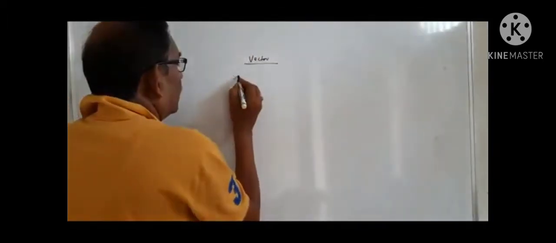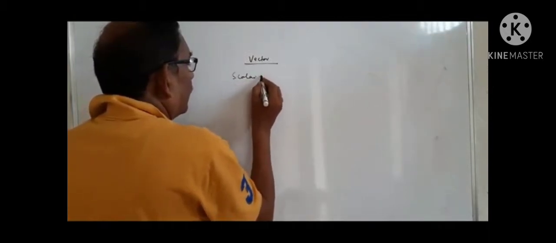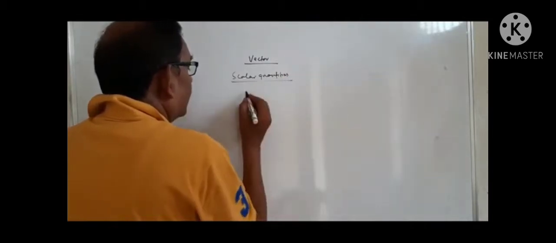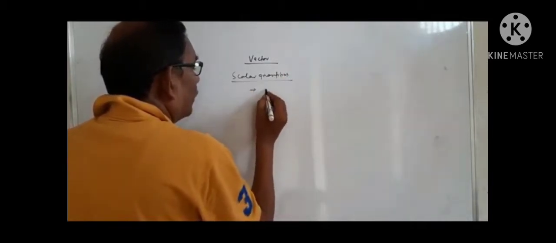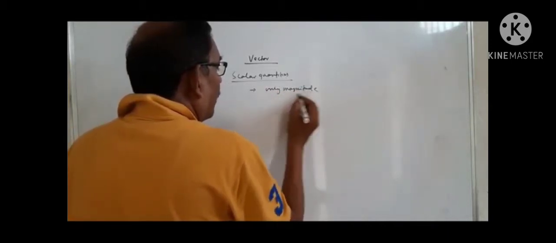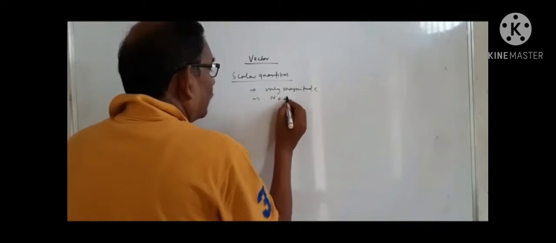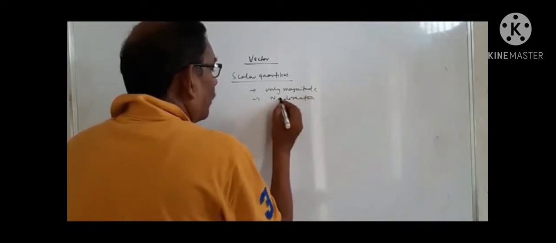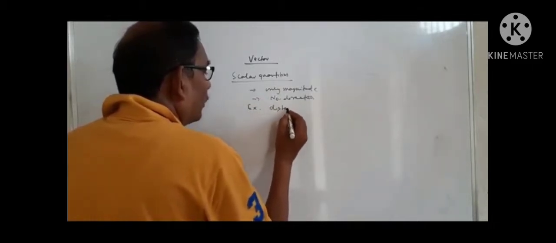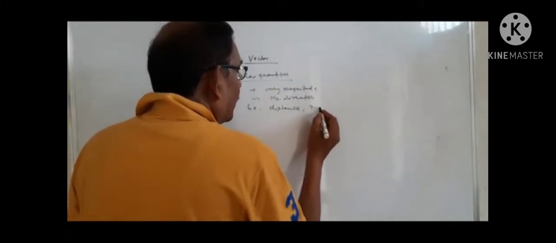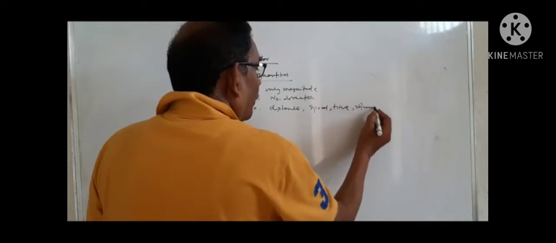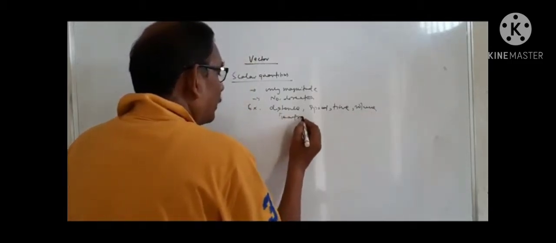So, scalar quantity: having only magnitude, no direction. Examples: distance, speed, time, volume, temperature.